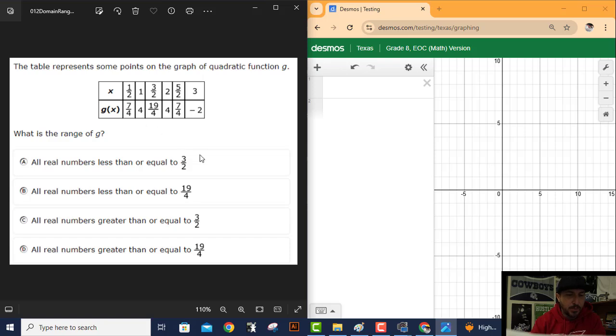Let's see, this one is 7 over 4. I don't see that here. This one's a 4. I don't see that here. 19 over 4. I do see that. Oh shoot, I see two of them here. Then I see a regular 4. Then I see a 7 over 4, and I see a negative 2, all right? I'm only guessing between B and D, all right?